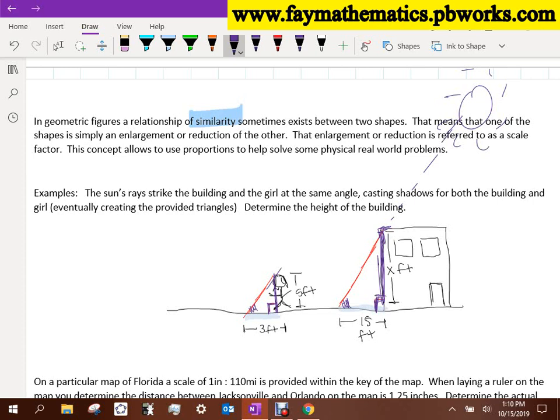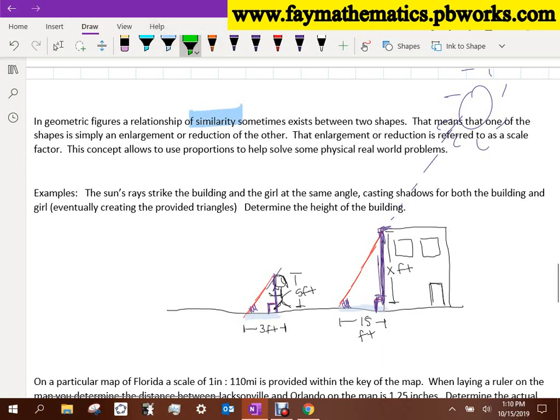Geometry integrates two, but they're the same thing. Okay, so physics says that when this happens, you'd have to do this at the same time of the day. You wouldn't want to do the shadow of the building at 3 o'clock and then the shadow of the girl at like 7 o'clock, because the position of the sun has changed, right? So that means those angles down there at the ground would have been different. So the triangles would be non-similar.